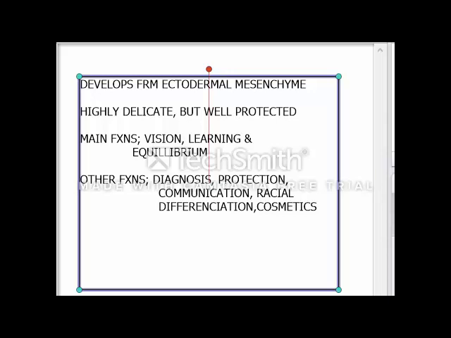The eye is a vital organ in the body which embryologically developed from the ectodermal mesenchyme. It is highly delicate but well protected within the bony orbits. The main functions of the eye include number 1, vision; number 2, learning; and number 3, equilibrium. Other subfunctions include diagnosis of different diseases like diabetes and hypertension.